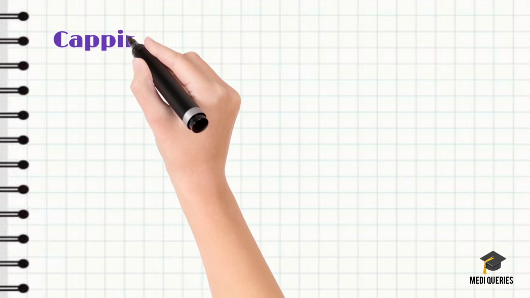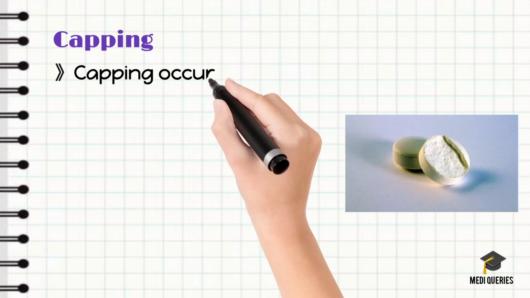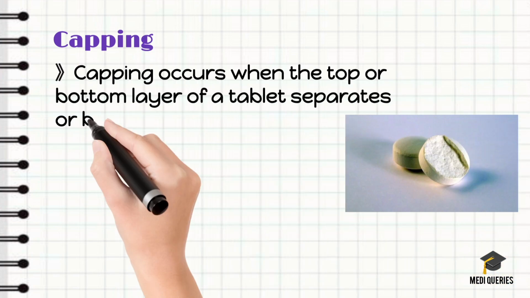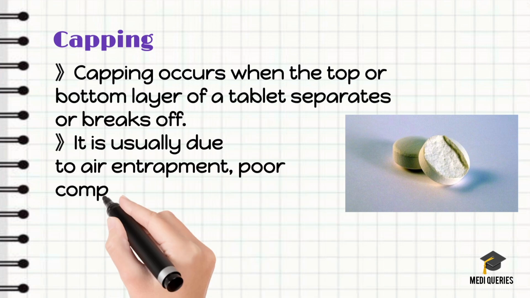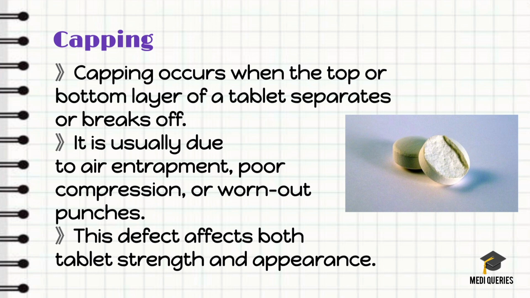The first one is capping, where the top layer separates. Capping is a common defect where the top or the bottom layer of the tablet separates from the body. Once again, I am repeating: the top or the bottom layer of the tablet gets separated from the body. It usually occurs immediately after compression or during handling and packaging.